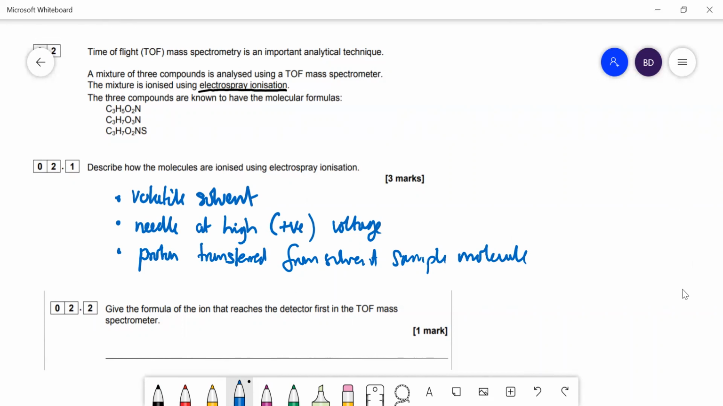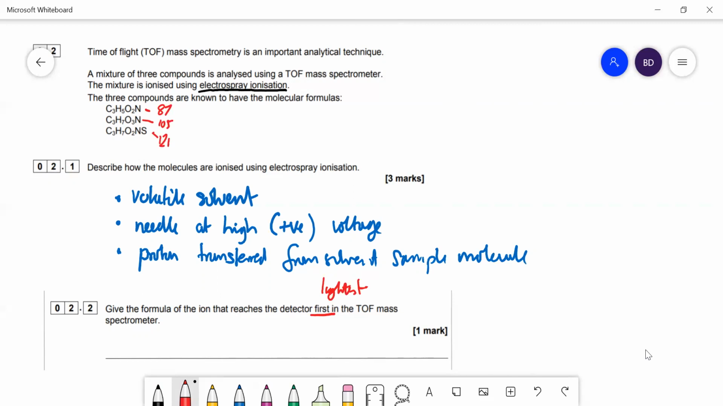Give the formula of the ion that reaches the detector first in the mass spectrometer. Well, we need to work out the MR of those things first. We need to find out which one reaches the detector first. Which one's going to get there first? Well, it's going to be the lightest one. So the MR of that one works out to be 87, and that one is the lightest. This one is 105, and this one is even heavier still, 121.